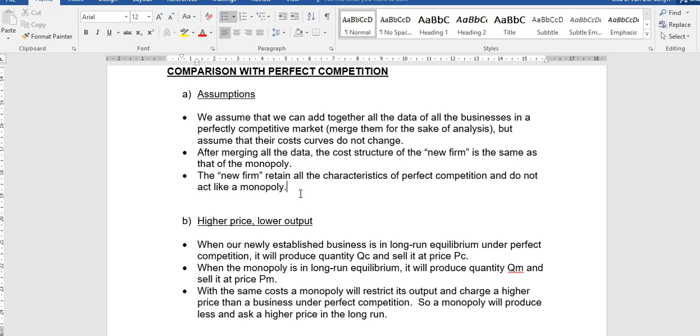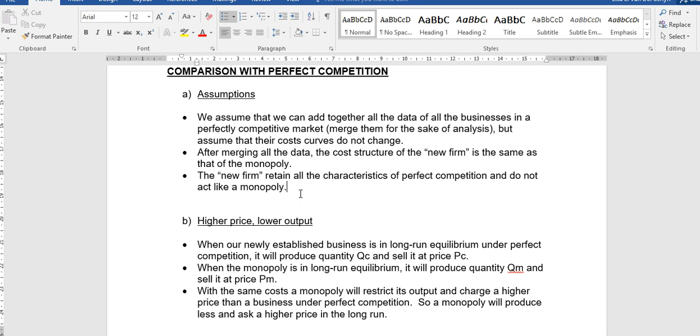And just because they are one, we're going to assume that they're not going to be acting like a monopoly. So basically, when we're drawing the graphs, we are going to draw the graphs of the individual producer in the perfect market and then the monopoly. And also very important, when we do this comparison, we draw a long run. Okay, we are doing this comparison in the long run, not the short run.